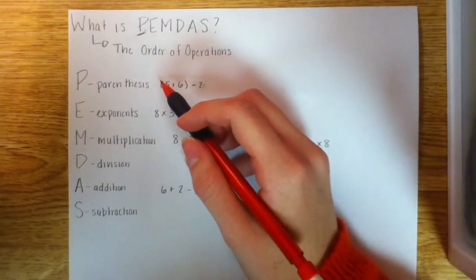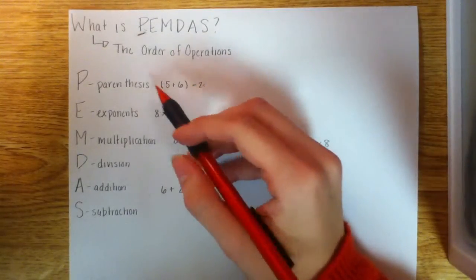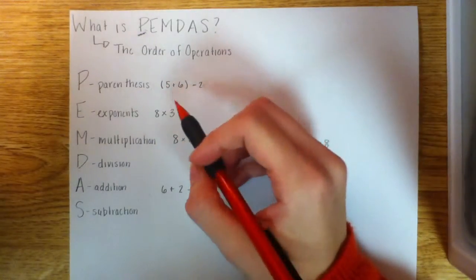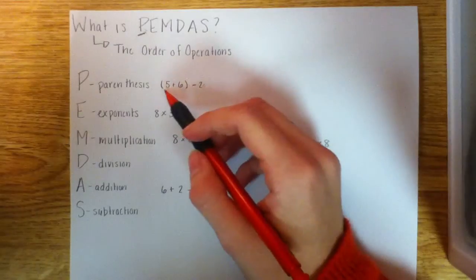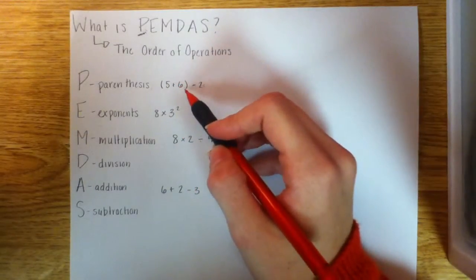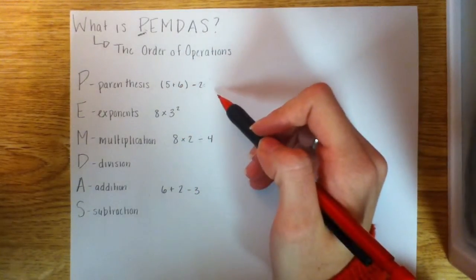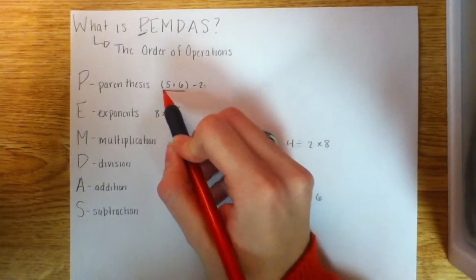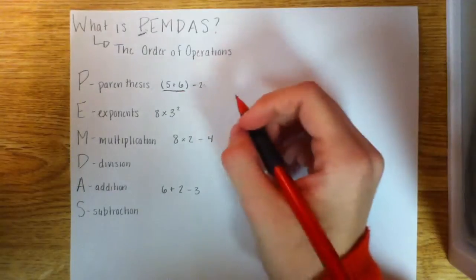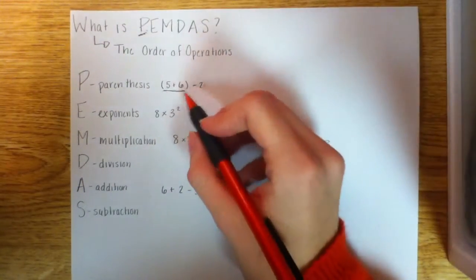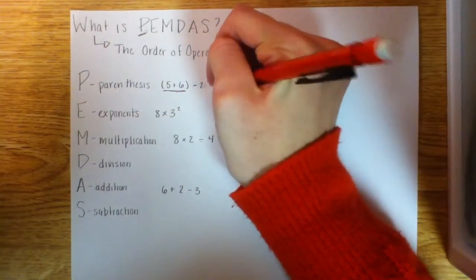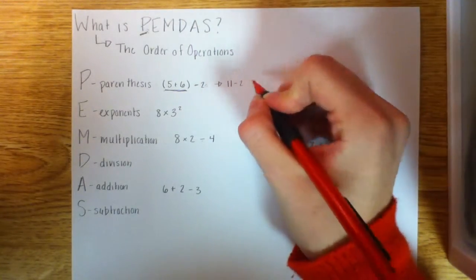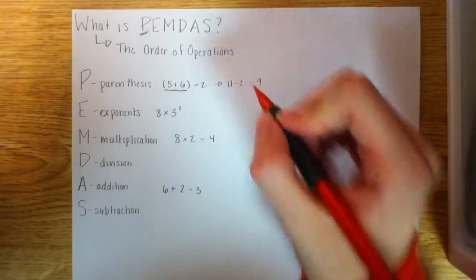So in an equation that has parentheses, you always do what's inside the parentheses first. So in this equation, parentheses 5 plus 6 in parentheses minus 2, the first thing you would do is what was inside of the parentheses. So in this case, 5 plus 6 equals 11, and then you subtract your 2, equaling 9.